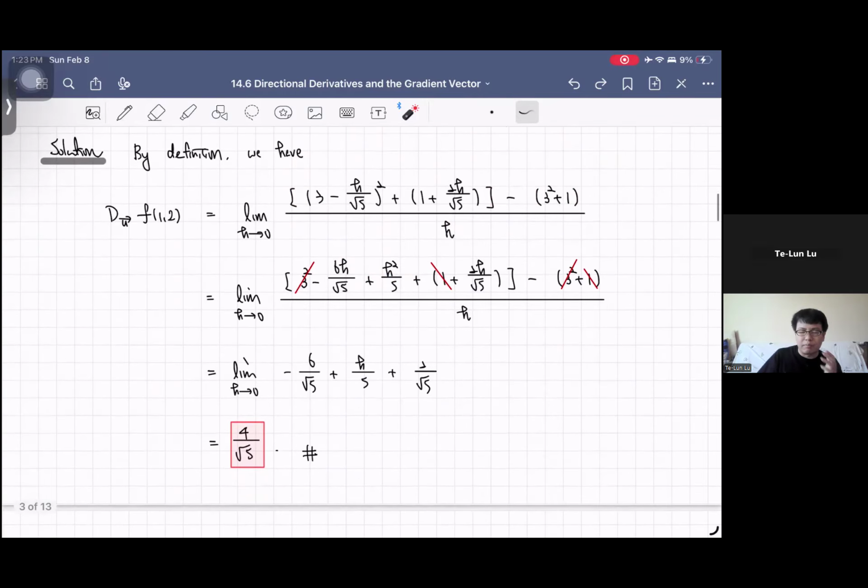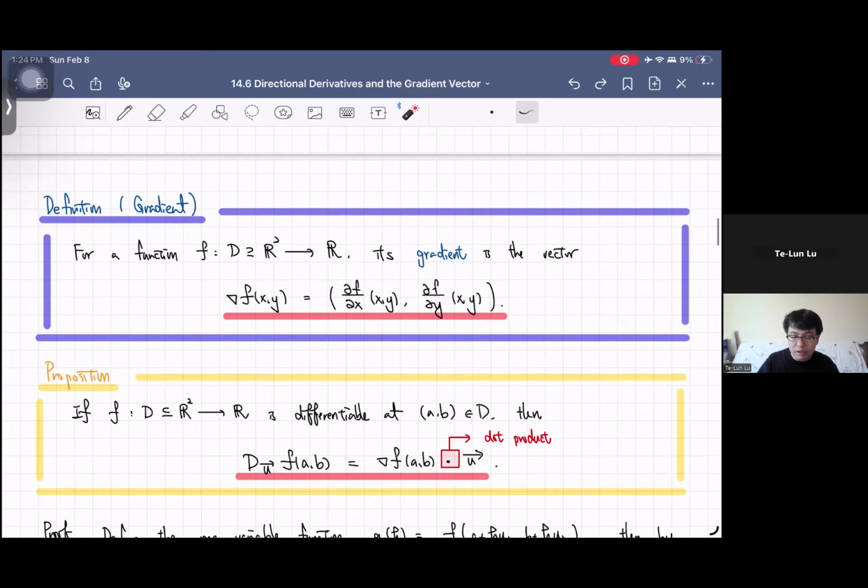And then by foiling, you get 3 squared minus 2 times 3, which is 6, times h over root 5. And you have a square term here, h squared over 5. So we can see that 3 squared and 1 cancel out, and the remaining terms are simply these three. Dividing by h, you get 6 minus 6 over root 5, h over 5, and 2 over root 5. So by taking h to 0, we simply get 4 over root 5. And that is the rate of change of this function f in the direction u. Okay, so one can say that in some sense, the function is actually increasing along that direction. It is going this way, right?